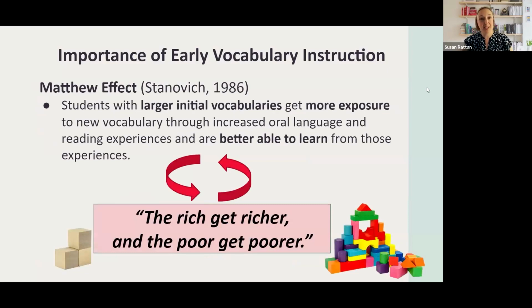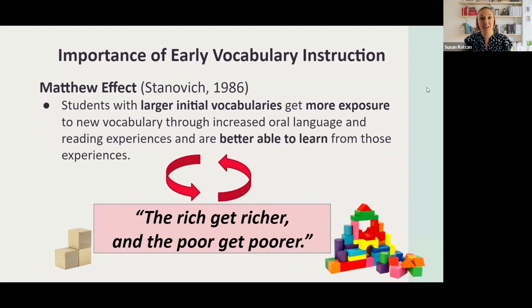Something that explains that increase in the gap is called the Matthew effect. And Stanovich talked about this back in the mid 80s. The term Matthew effect comes from a verse in the book of Matthew in the Bible that says the rich get richer and the poor get poorer.